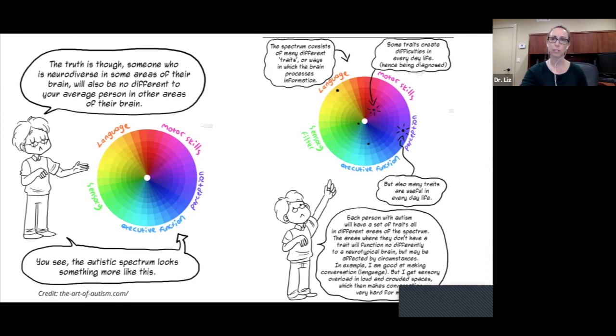That instead of thinking of a spectrum that is a linear spectrum, we can think of a kind of circular, multi-dimensional kind of spectrum, thinking about different areas of processing or functioning that may be more or less different from this imaginary normal point. And some of the differences actually can be really useful in everyday life and bring about these strengths, like heightened perception. But some of these things can cause difficulties, hence there being a diagnosis. But when you have heightened perception but don't have a strong sensory filter, then it can make things really, really hard.